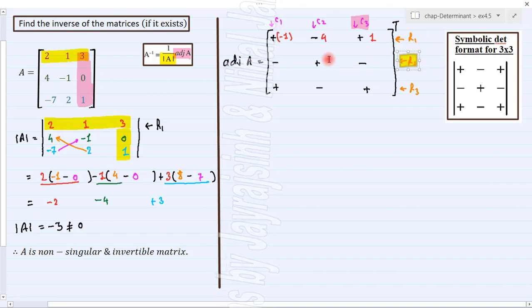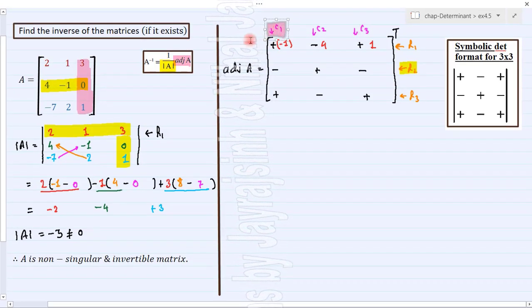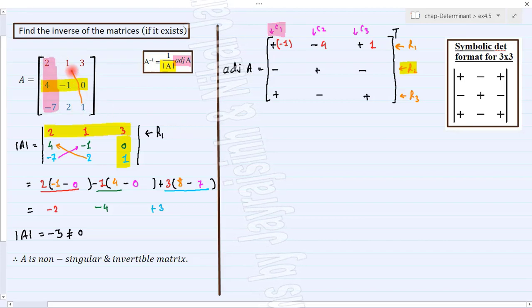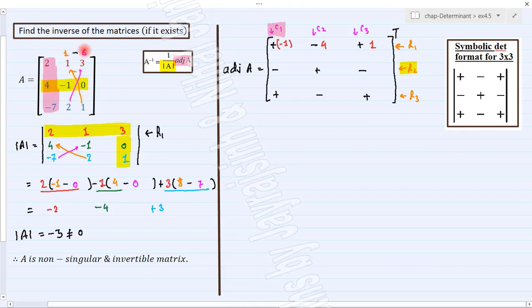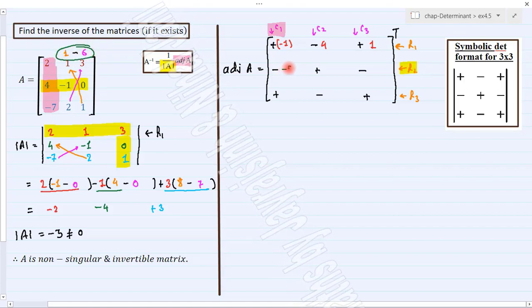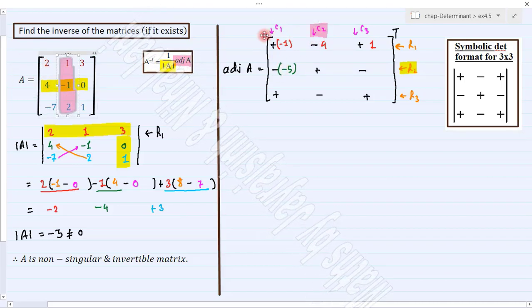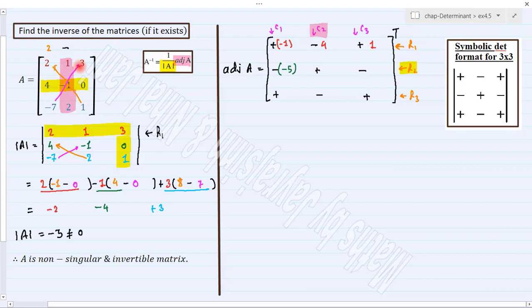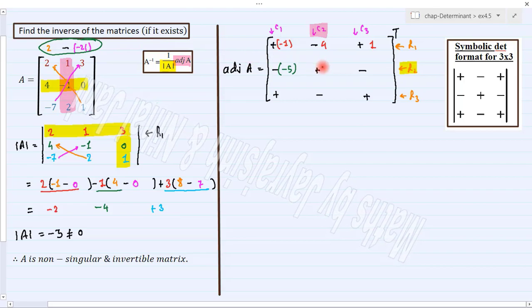Now let's try to get elements of second row. The first element is in first column. So let's ignore second row and first column and then cross multiply. 1 1s are 1 minus 2 3s are 6. So 1 minus 6 will give us minus 5. Then second element is in second column. So 1 2s are 2 minus 7 3s are minus 21, which will give us 23.